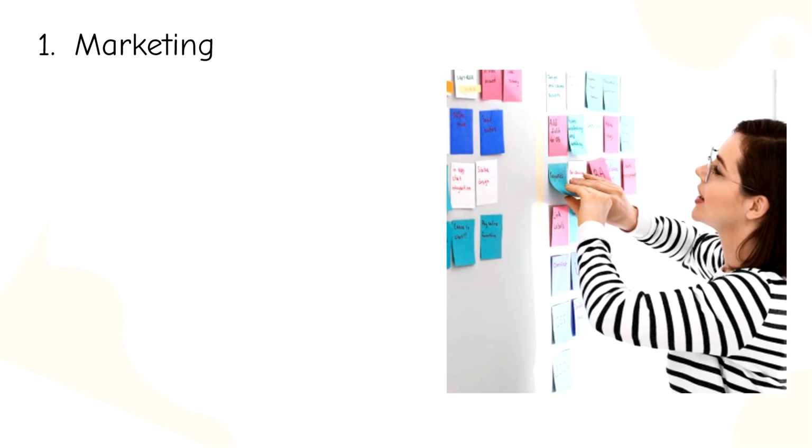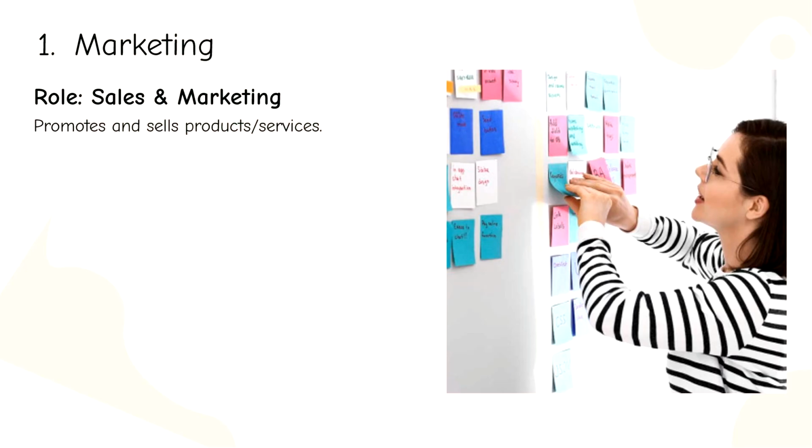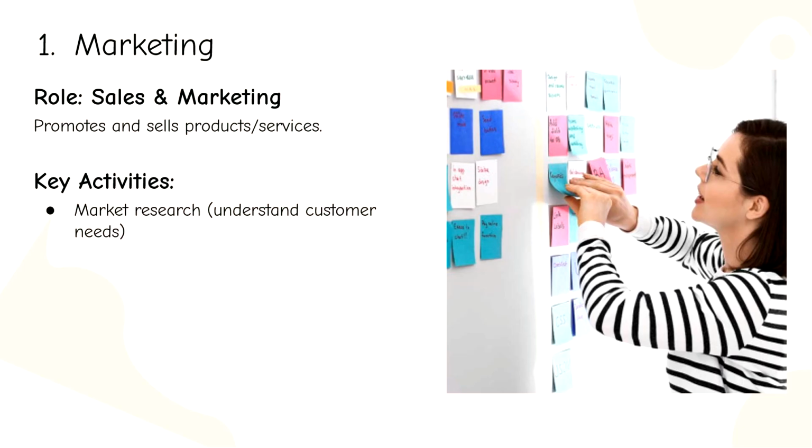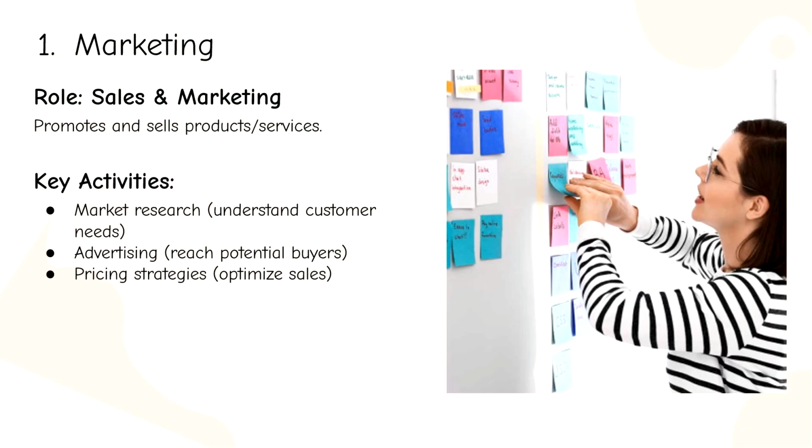What is the role of marketing? Marketing looks at sales, marketing products, and running marketing campaigns in order to increase sales. This promotes and sells products or services. Some of the key activities in marketing would be market research, which helps the business to understand customer needs, as well as advertising to reach potential buyers.